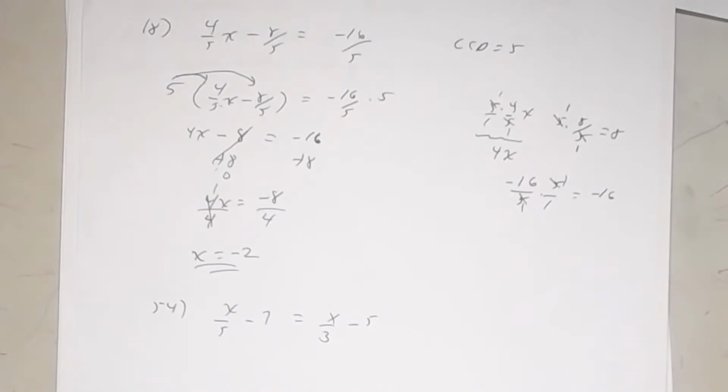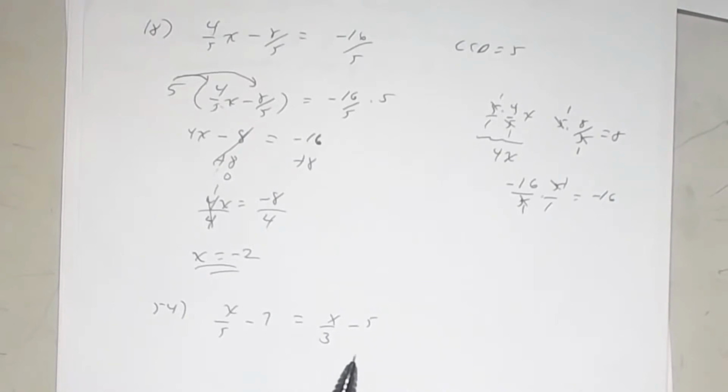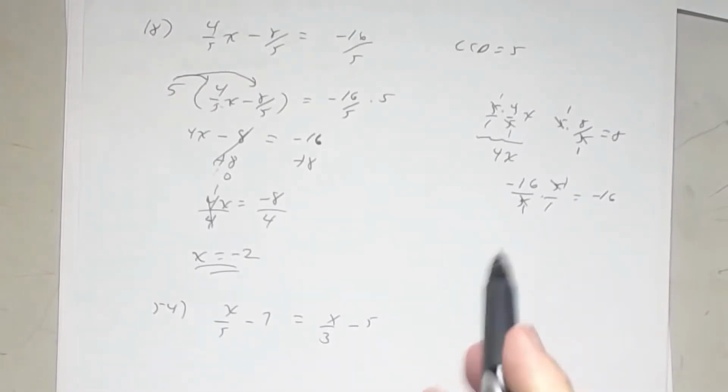Clear the fractions. So I have to find the LCD. Technically, how many terms do you have altogether? 4. There's this term, x divided by 5. There's this term, negative 7. There's this term, x divided by 3. And there's this term, negative 5. This term has what denominator? 5. This term I'm pointing to has what denominator? 1. This has what denominator? 3. And this has what denominator? 1. Of those numbers, what's the smallest number that they will all go into? 15. So the LCD is 15.